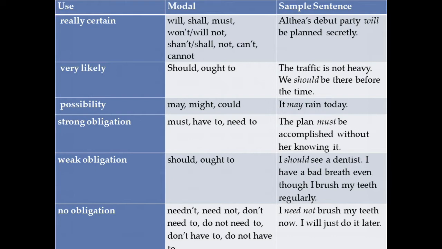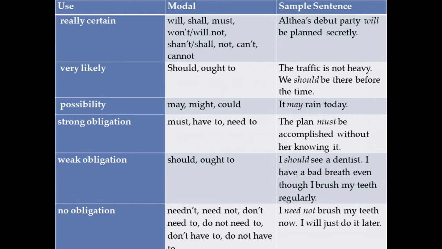Next, we have very likely. Modals: should, ought to. Sample sentence: the traffic is not heavy. We should be there before the time, so we use should as the modal. Next, possibility. Modals: may, might, could. Sample sentence: it may rain today, so the modal used is may.